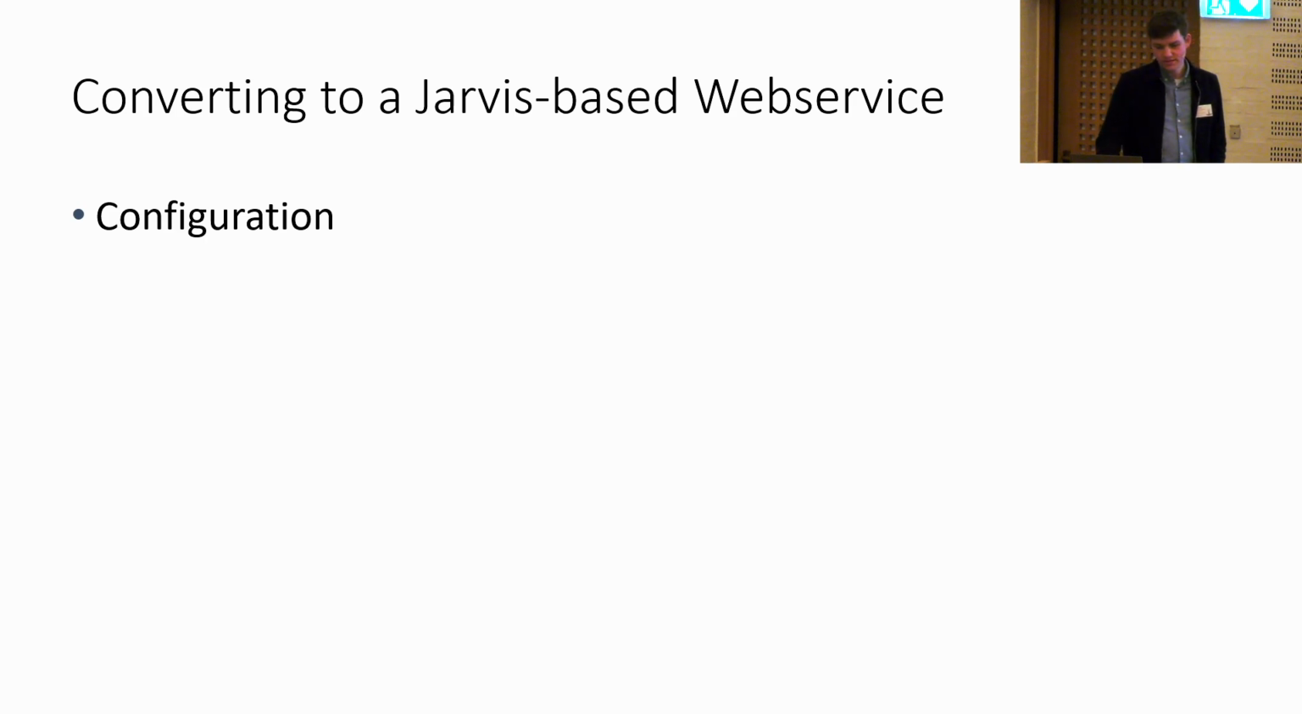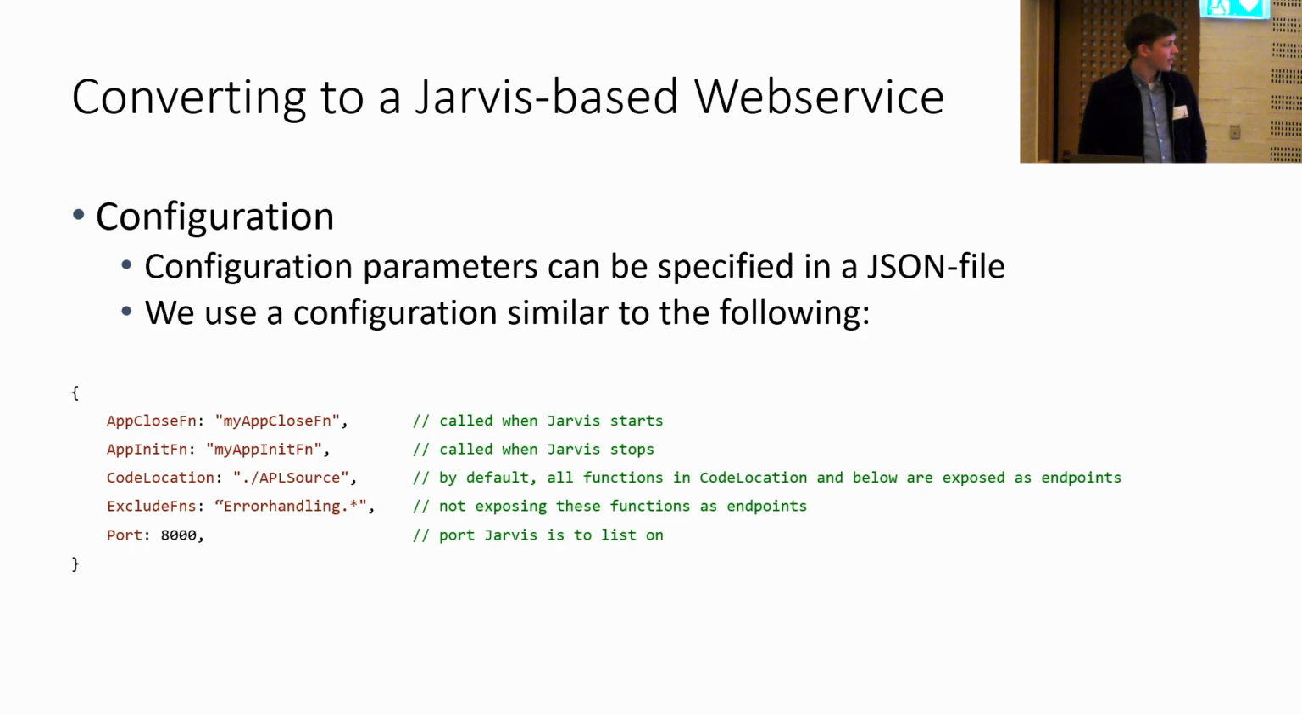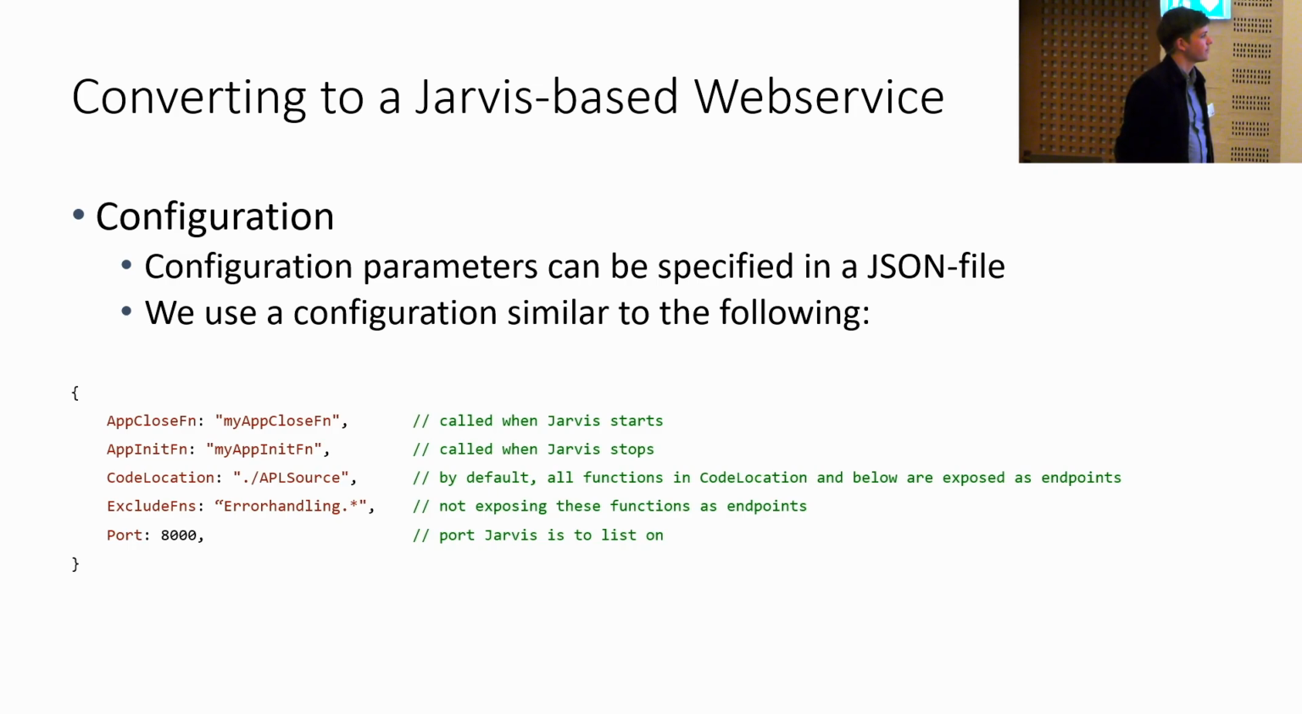Configuration, there we only did some very minor things, as the default configuration was already well suited for us. And we specified the configuration parameters in a JSON file and ended up with a configuration similar to the following. So what you see in the first two lines are this app close function and app init function. These are two hooks provided by Jarvis. So Jarvis allows you to run user-defined functions on certain events, like, for instance, here when you on the startup and on the stop of the web service. And we essentially only use them for logging.